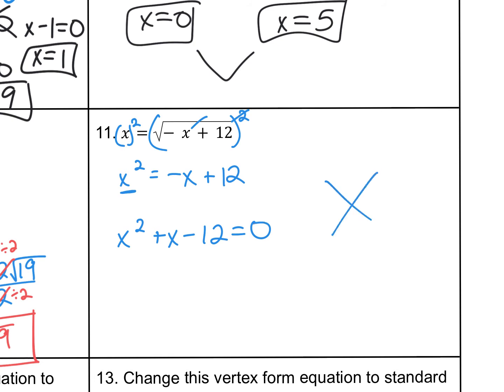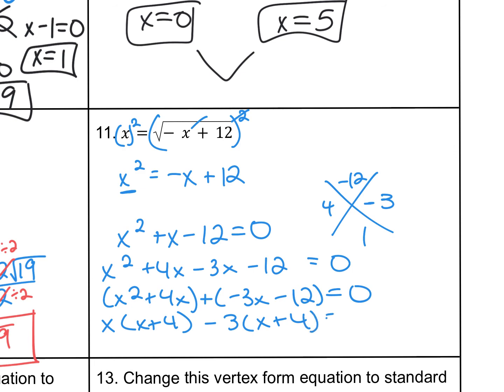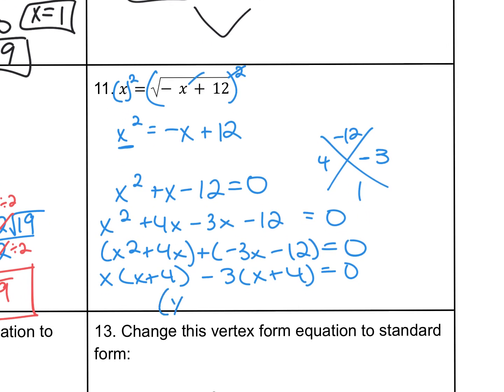Trinomial. Now we're doing next method. Negative 12, 1. Two things that multiply to negative 12 add to 1. I know it's going to be 4 and 3, but the 3's got to be negative. X squared plus 4x minus 3x minus 12. Group them. X squared and 4x both have an x. Negative 3x, negative 12 both have a negative 3. Parentheses match. So my two factors are x minus 3, x plus 4.